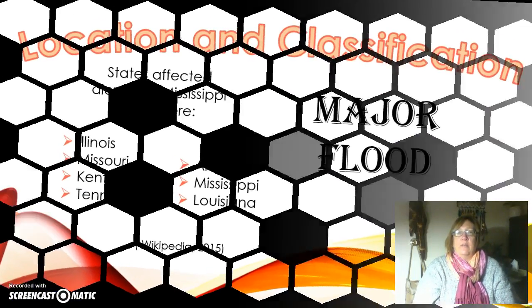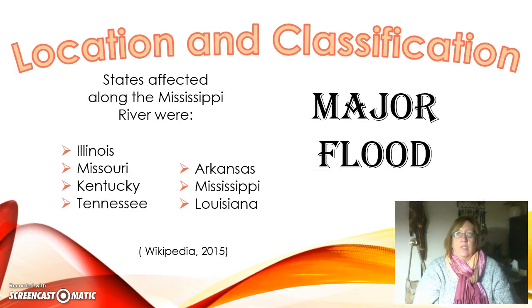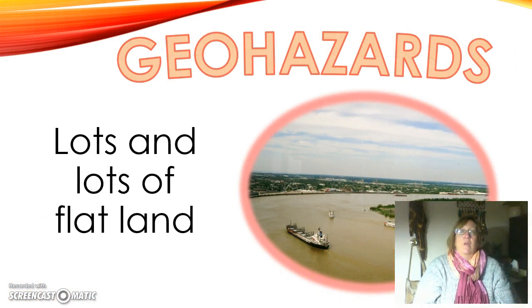The areas affected were Illinois, Missouri, Kentucky, Tennessee, Arkansas, Mississippi, Louisiana, all the lower states along both sides of the Mississippi River. The classification was a major flood. Geohazards.